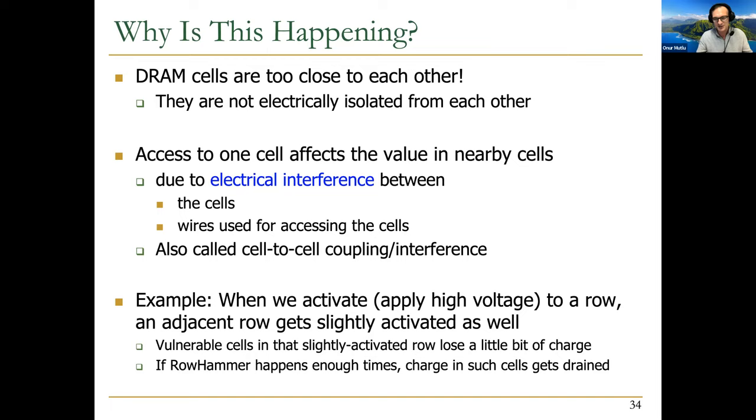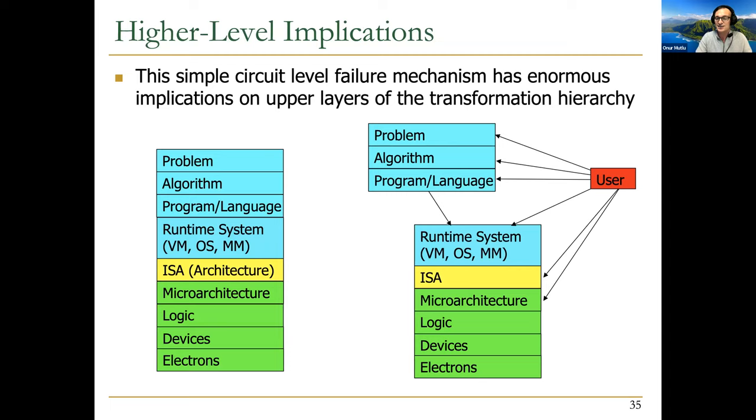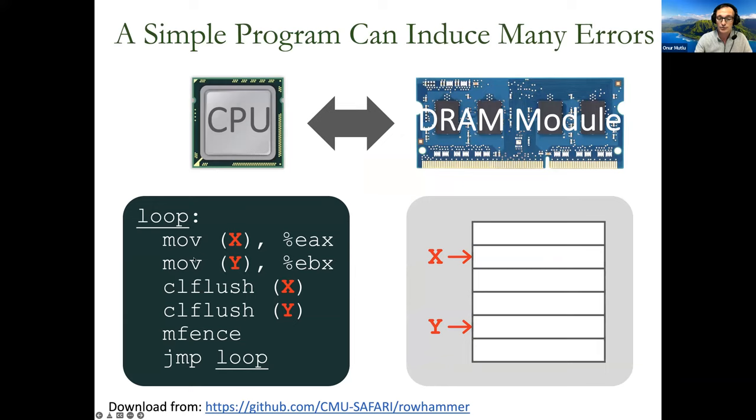The high-level implications of this for the upper layers of the transformation hierarchy are enormous. Clearly, this is potentially a reliability problem, but it's more of a security problem because somebody can maliciously induce these access patterns that cause these bit flips. As a result, all of the software that's built on DRAM, assuming that this doesn't happen, assuming that memory is reliable, can potentially break. And we showed that it does actually. So in this 2014 paper, we released this code and you can find it on GitHub. Google has a better version of this code, I would say.